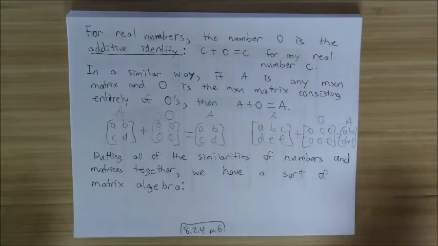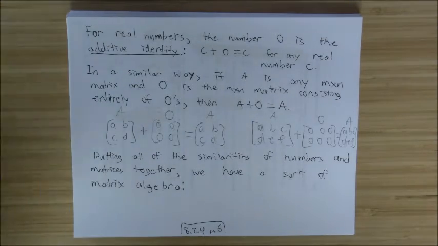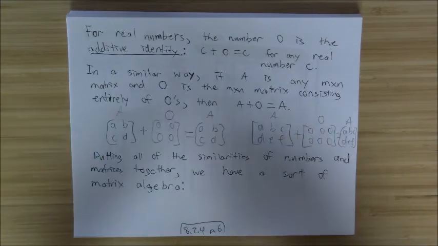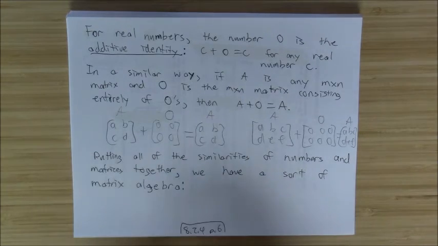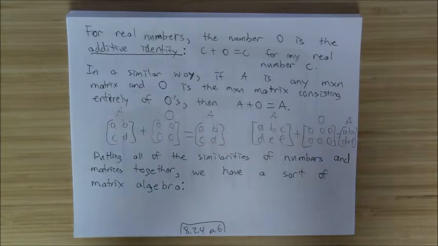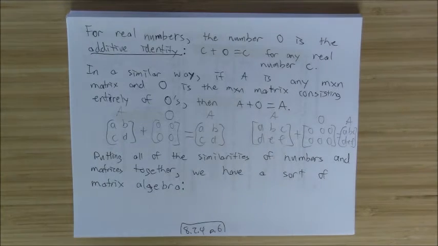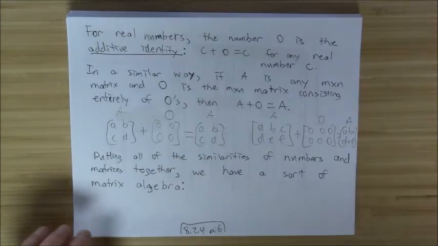But if we mix together what we did before, we have a sort of matrix algebra that we can do, putting all these together. So let me elaborate a bit on that. Really, at the very start of this course, we listed a bunch of properties of the real numbers. And what we notice here is that matrix addition and scalar multiplication behave very similarly to those, which means we have a sort of algebra we can do. So let me give an example.